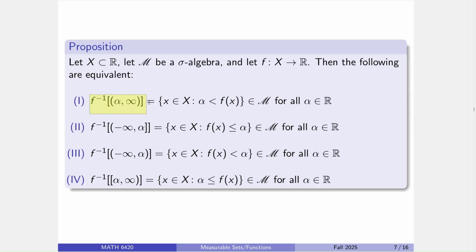If this set is measurable for all alpha, then so is this one, and this one, and this one, and vice versa. So if any one of these is measurable for all alpha, then all of them are measurable for all alpha. Alright, I wonder if we're going to prove that being measurable is equivalent to the inverse image of these things behaving correctly. That'd be nice.